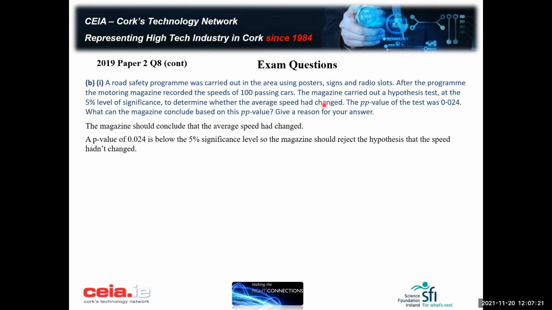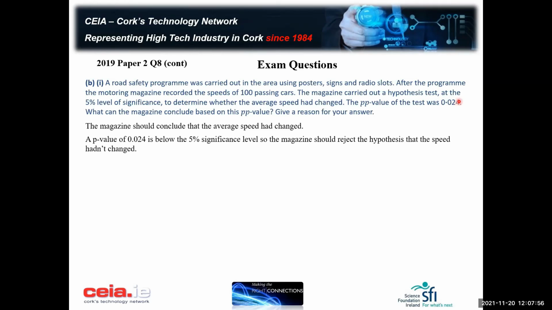to determine whether the average speed has changed. The p-value is 0.024. They're calling it p here. It's the same as a p-value. What could they conclude? Well, this p-value is stating that there's only a 2.4% chance of the speed they recorded occurring by chance if the original speed hadn't changed, if the original average speed hadn't changed.